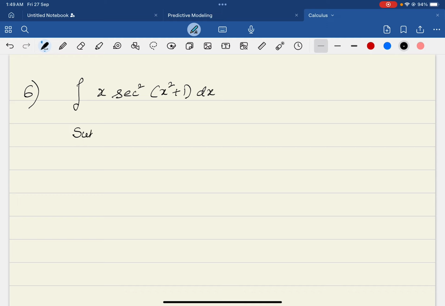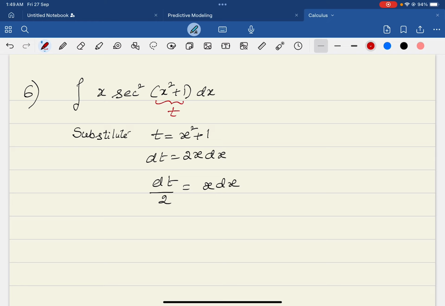So now what are we going to substitute here? Substitute t is equal to x square plus 1. The derivative of x square is 2x dx. But there is no 2 here, so we divide by 2. So dt by 2 is x dx. Now we are going to substitute these values. x square plus 1 as t, and x dx we replace by dt by 2.